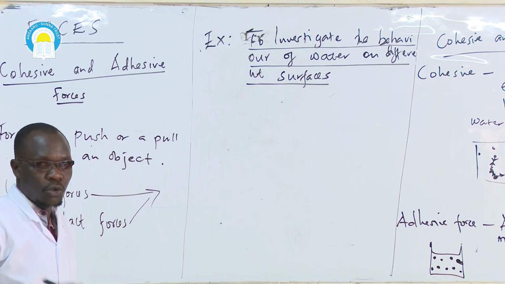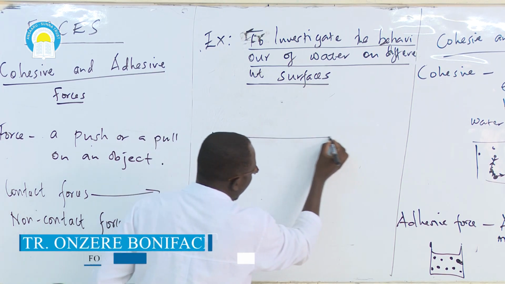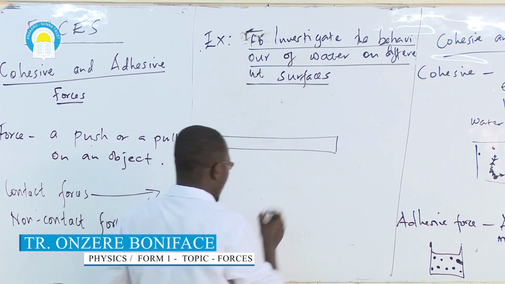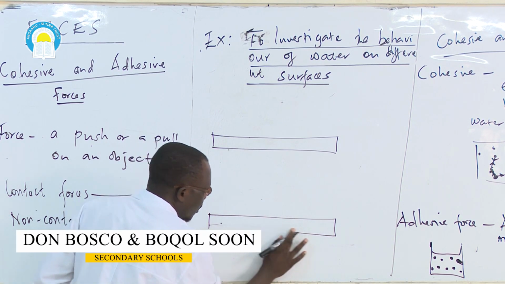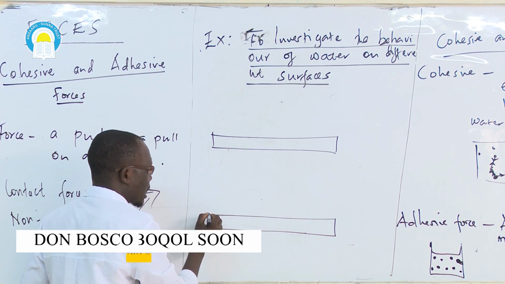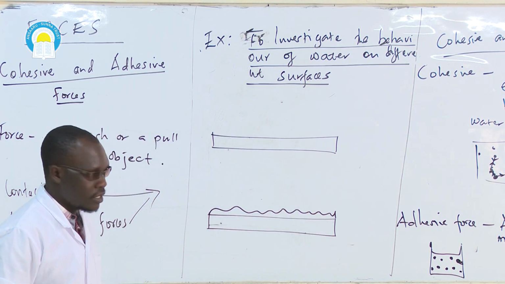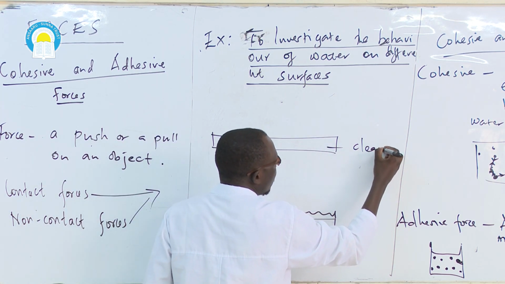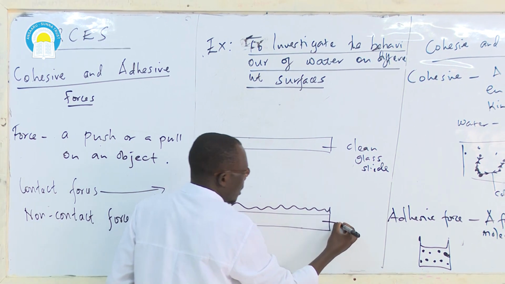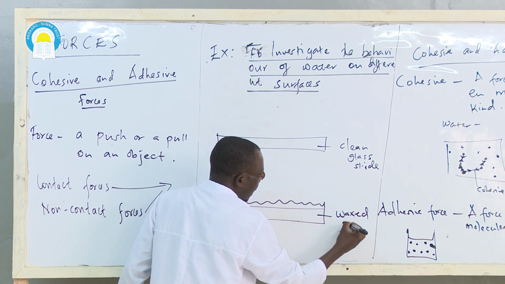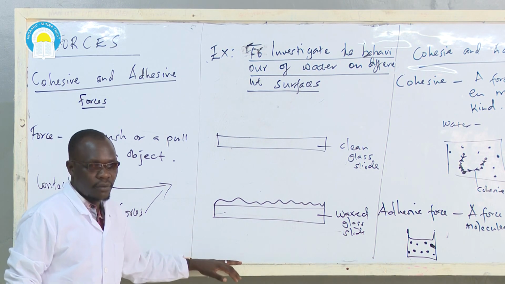Now we want to consider two different surfaces: a clean glass surface and another glass surface, but this one we want to wax. We apply some wax on the surface. That is a waxed glass surface. So this is a clean glass slide, and this one a waxed glass slide. Some wax has been applied on the glass surface.